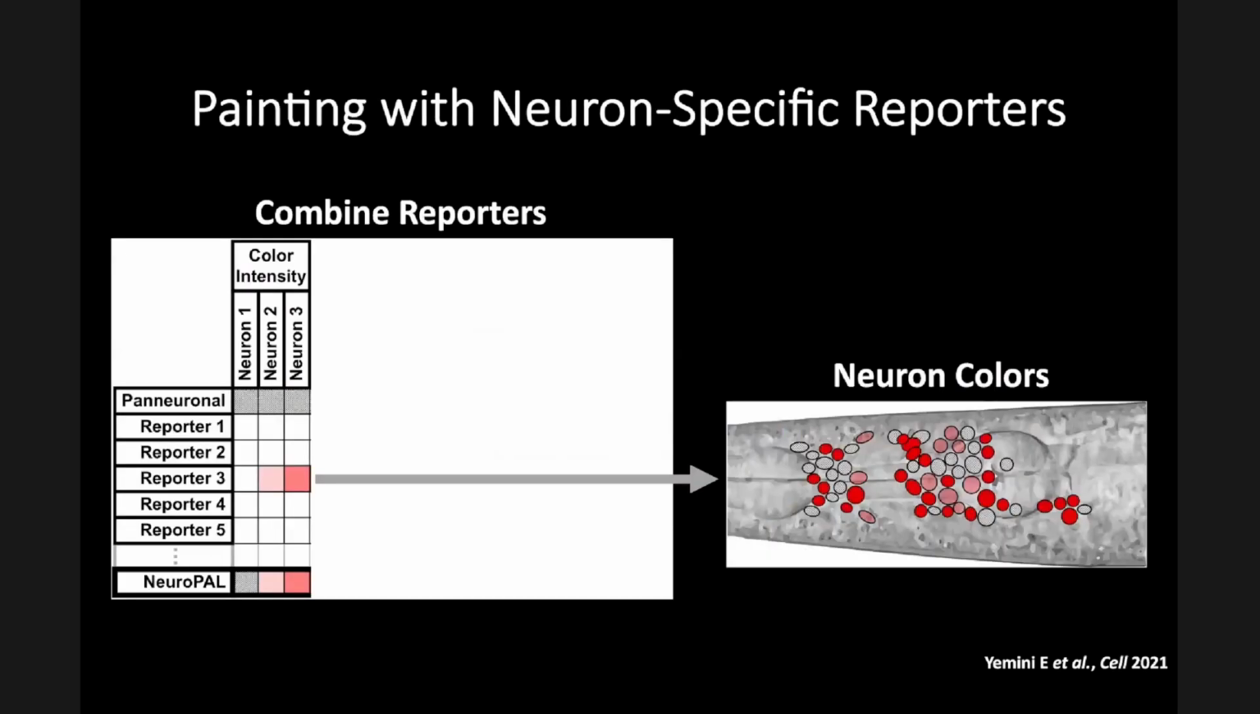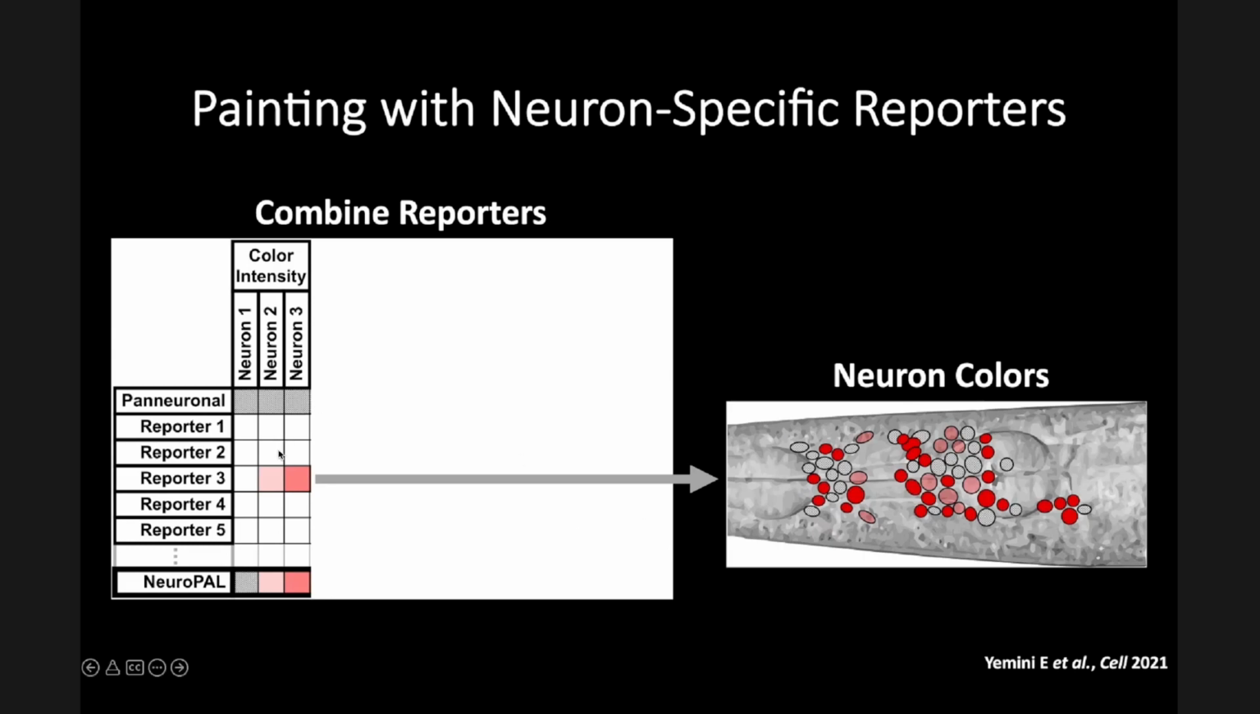So, okay, now let's get to how we actually take that, which I just showed you, and use it to give us these neuron-specific or cell-specific barcodes. How do I combine these reporters to get the barcodes that we want? And how do I paint with neuron-specific reporters?